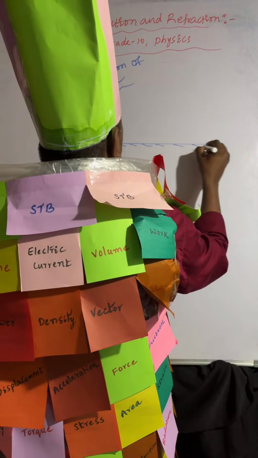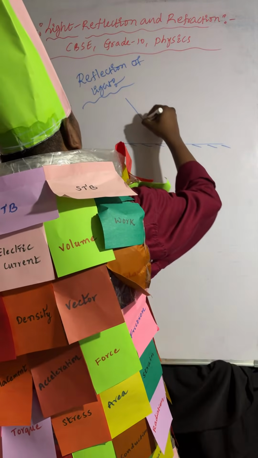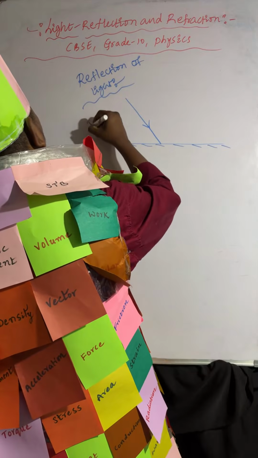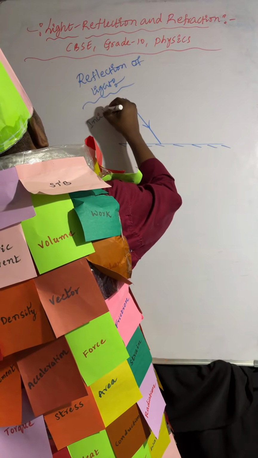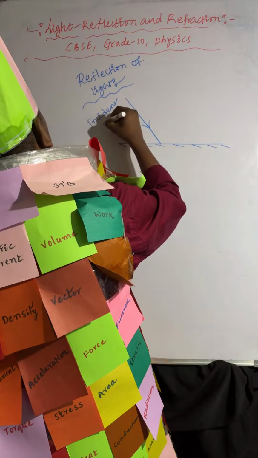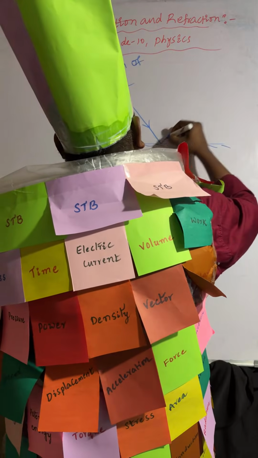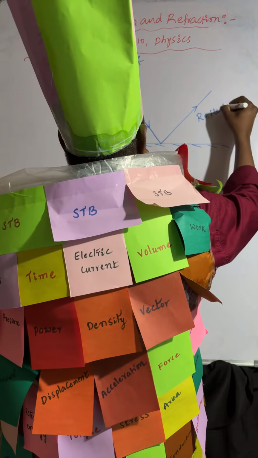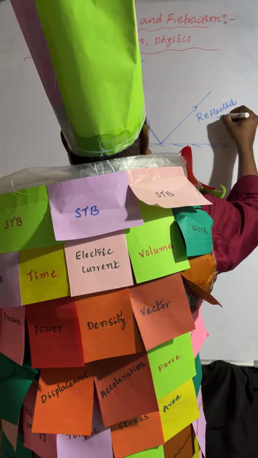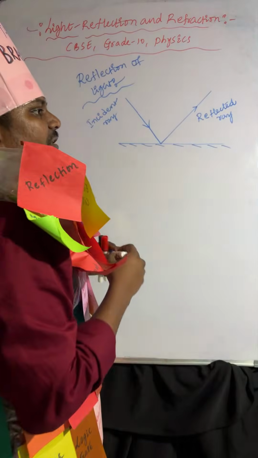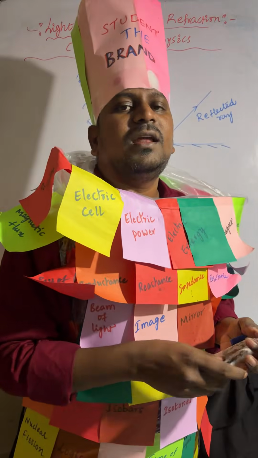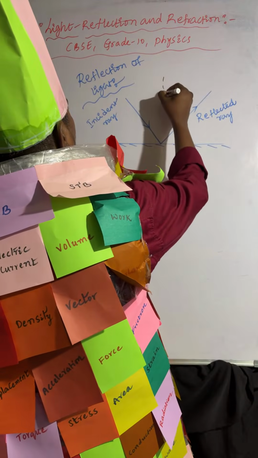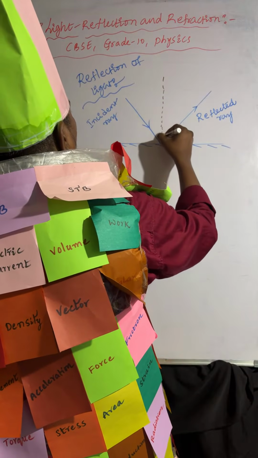I'm taking here a plane surface. The light ray which is incident on it is called the incident ray. The light ray which is reflecting back is called the reflected ray. And the line which is perpendicular to the plane surface is called the normal line.